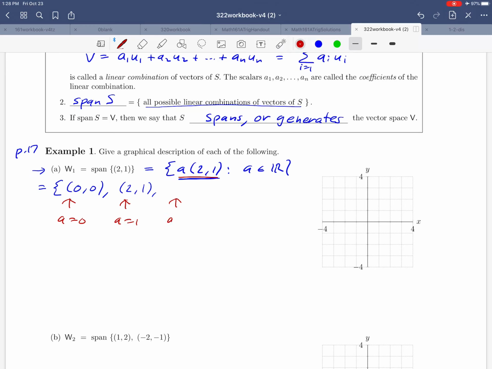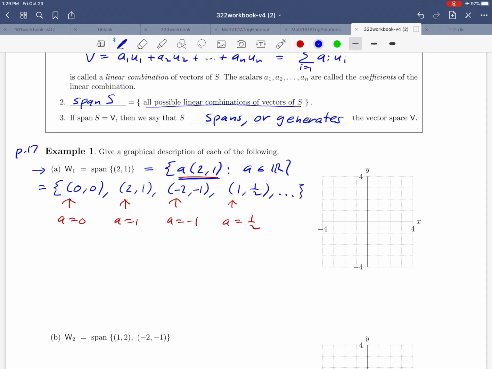So how about a equals negative 1? Negative 1 times (2, 1) would just give us (-2, -1). And just to make it interesting, let's throw in a non-whole number. So how about a equals a half? Well, a half times (2, 1) would just be (1, 1/2). And this process can be continued indefinitely.